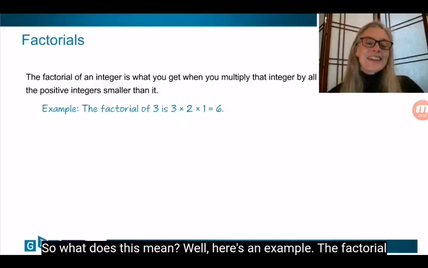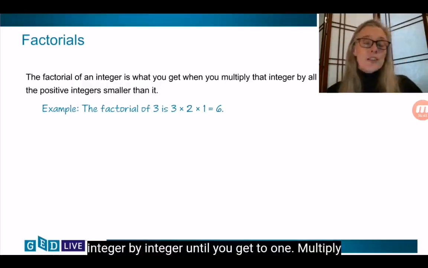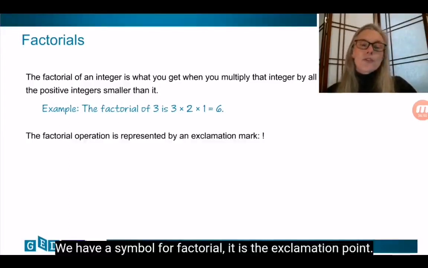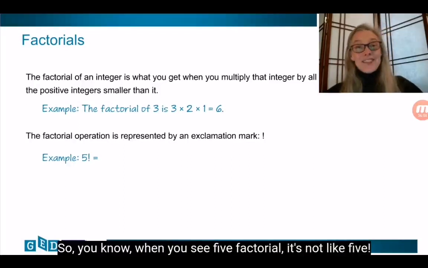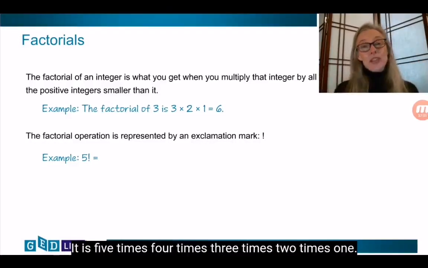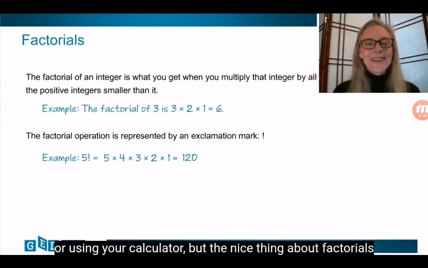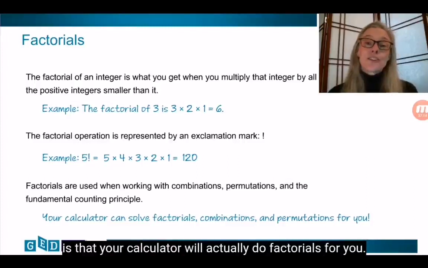Well, here's an example. The factorial of 3 is 3 times 2 times 1. You just go down integer by integer until you get to 1, multiply them all together, and that is your factorial. We have a symbol for factorial. It is the exclamation point. So when you see 5 factorial, it's 5! It is 5 times 4 times 3 times 2 times 1. And you could multiply that out in your head or on paper or using your calculator.